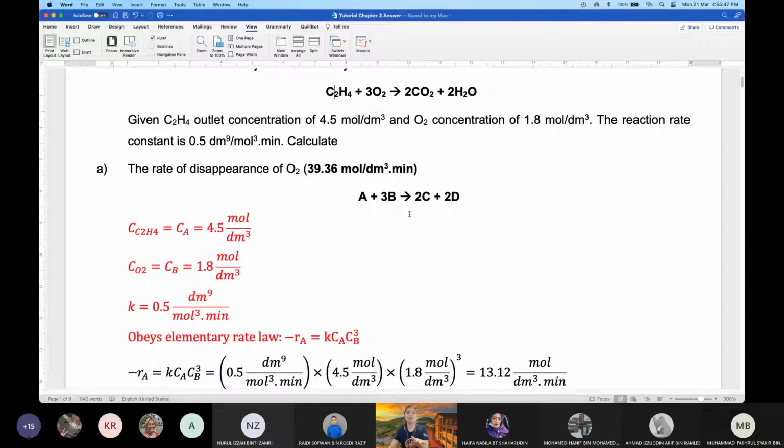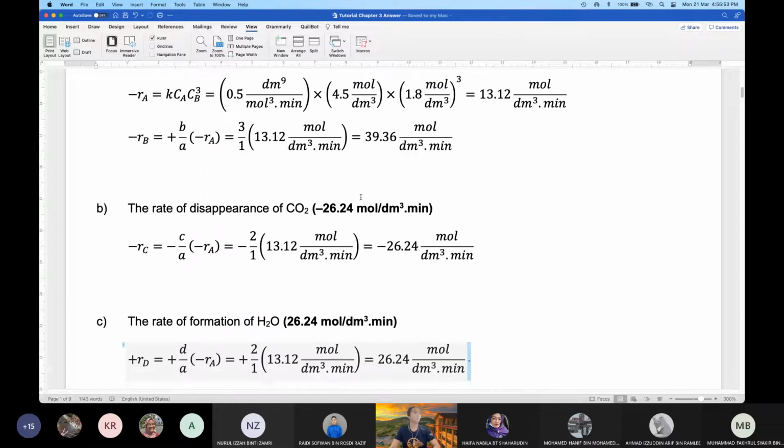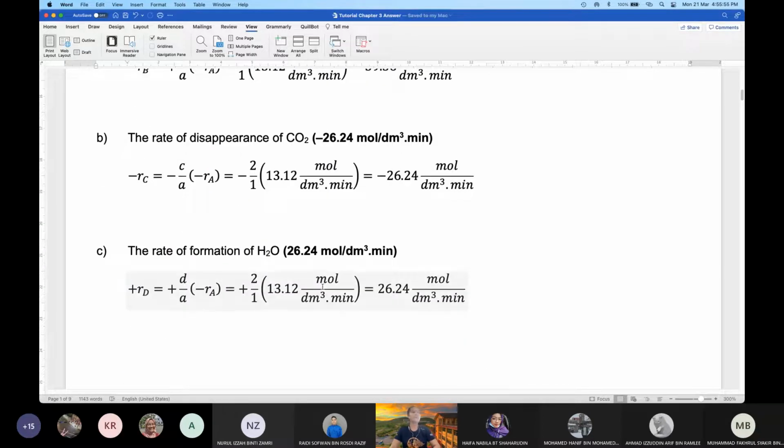Okay, or in other words, for species D, the number is 2. For species A, the number is 1, the stoichiometric coefficient. So 2 per 1 multiply with 13.12, you get 26.24. So that's the rate of formation of your water, which is your product D. Okay, so done for question number 1.